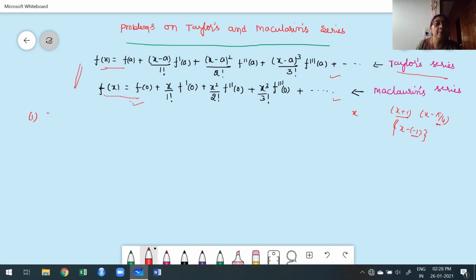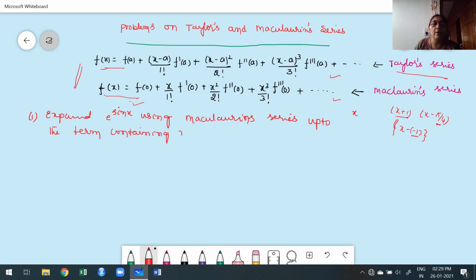First problem: expand e power of sin x using the Maclaurin series, up to the term containing x to the power of 4.